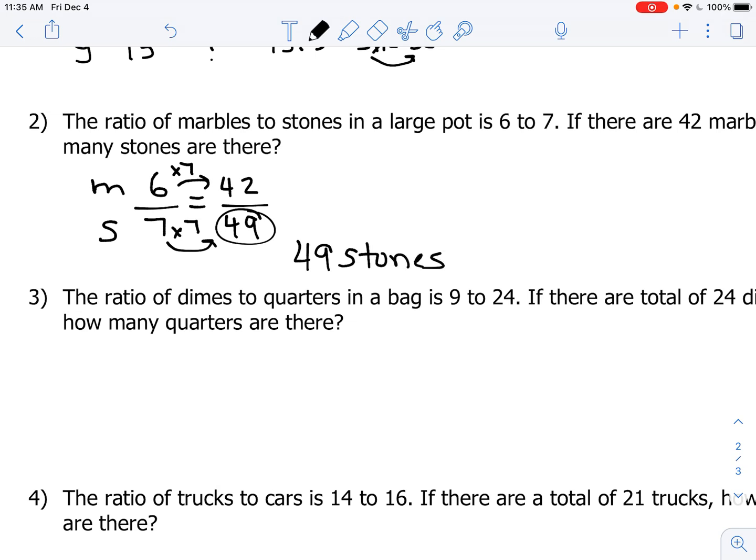Now, if you're setting it up in ratio form, that's okay too, right? Make sure that you're labeling what's what. So marbles is 6, stones is 7. And again, we're told there are 42 marbles. That's our first number. We don't know what the second number is going to be. So now I'm working from the top to the bottom. 6 times 7 is 42. So 7 times 7 would give us our missing number of 49.